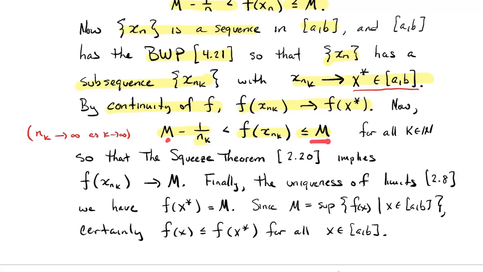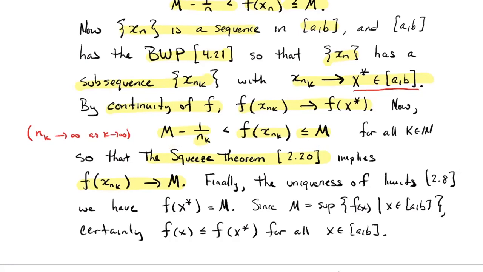The constant sequence M certainly approaches M, and our image sequence f of x sub n sub k is between them. So busting out another tool, if you're explicating this proof, I'm going to use the squeeze theorem for sequences. Using the squeeze theorem on those inequalities written right above, we can conclude that the image sequence f of x sub n sub k has to converge to M, because it's trapped between two sequences, both of which are converging to M.